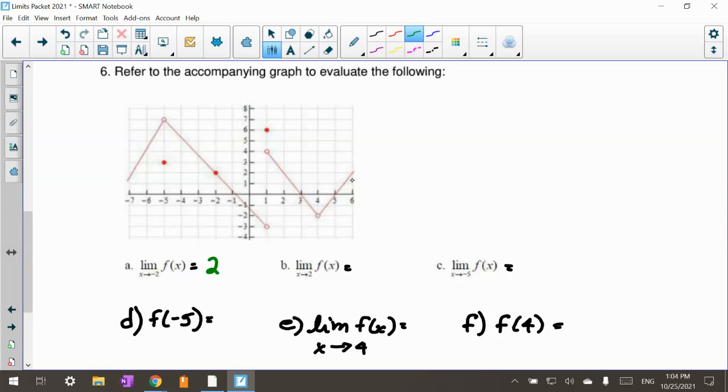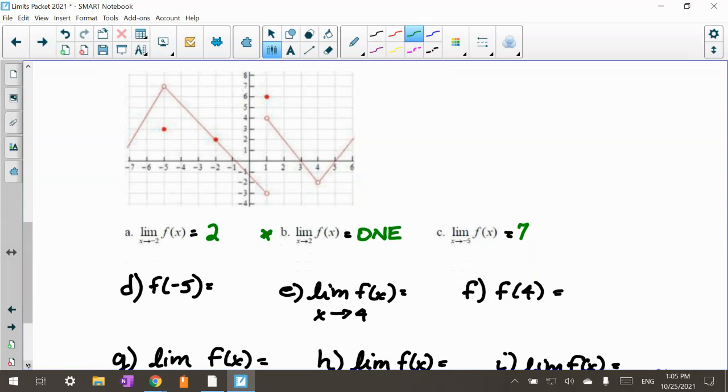So when I approach 2 from the right, it looks like the limit's 4. When I do 2 from the left, it looks like the limit's negative 3. So this does not exist. I think the answer key is wrong on this one because I think I looked at it as negative 2. Now, as x approaches negative 5 from the left and right, it looks like they're both approaching 7.